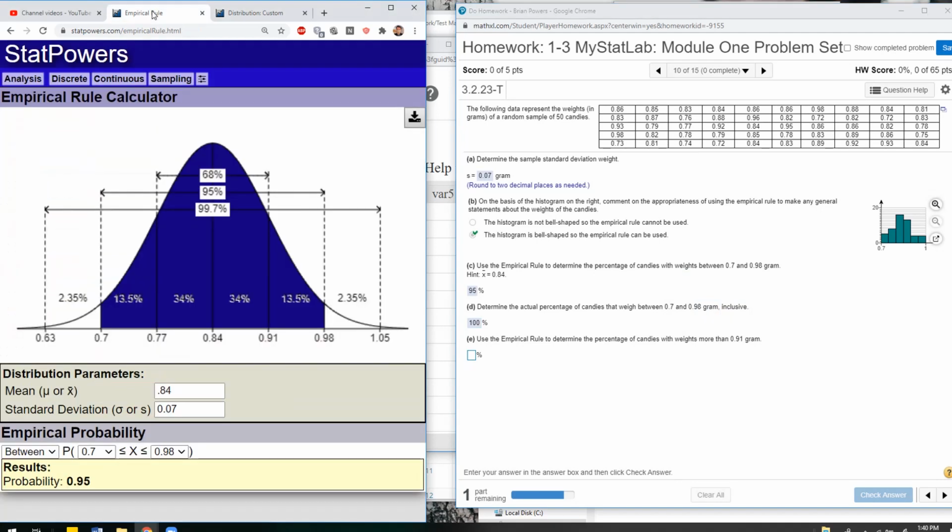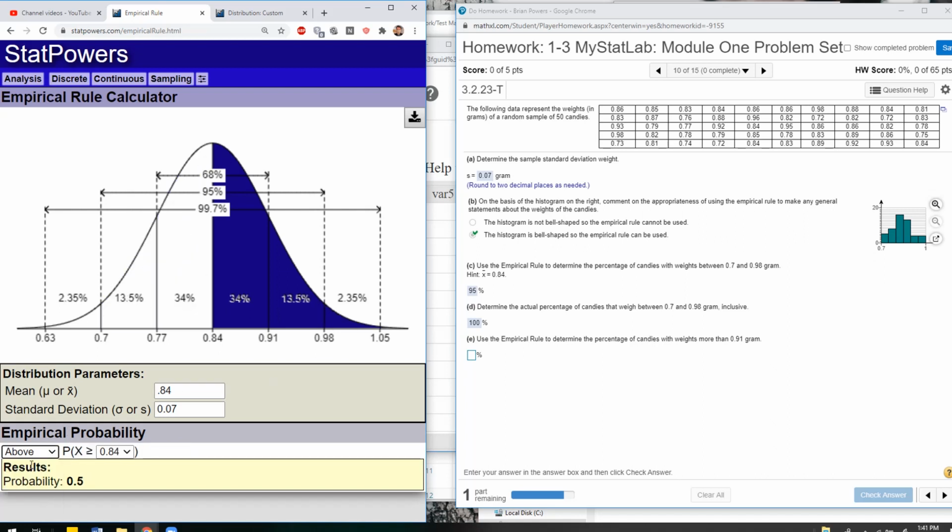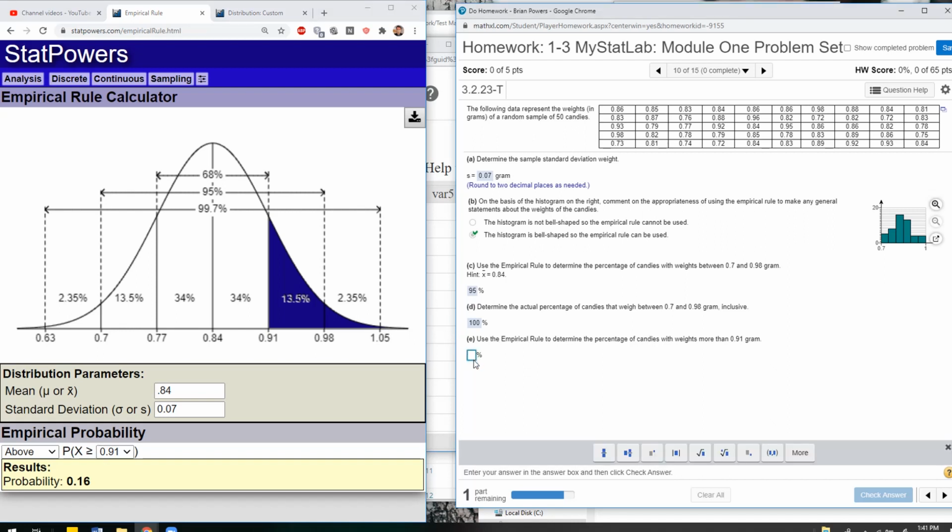Now let's go back to the empirical rule. The percentage of candies with weights more than 0.91. So we can again change this to above 0.91. So above 0.91, that's 16%. That's this upper tail. The reason that it's not 13.5% plus 2.35% is because there's a tiny bit that's out in the outer tail. But really, the numbers come from the middle 68%. That's 34 plus 34. And then the complement of that puts 16% in the tails, roughly.